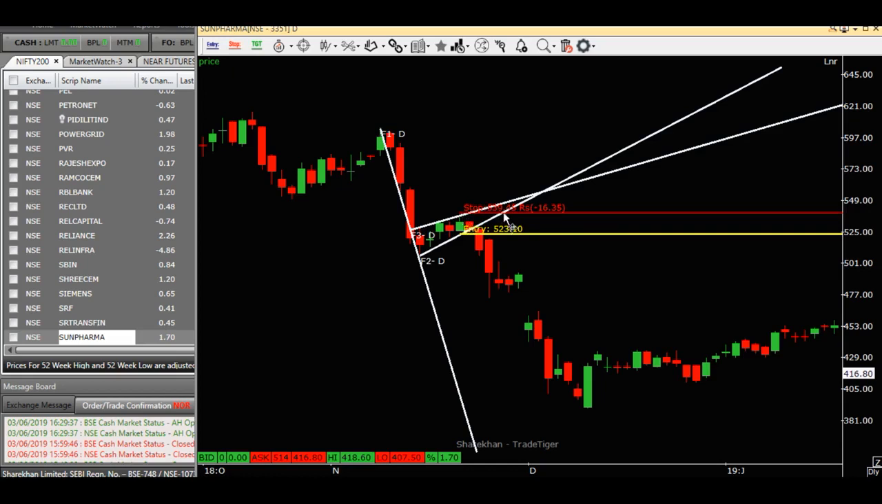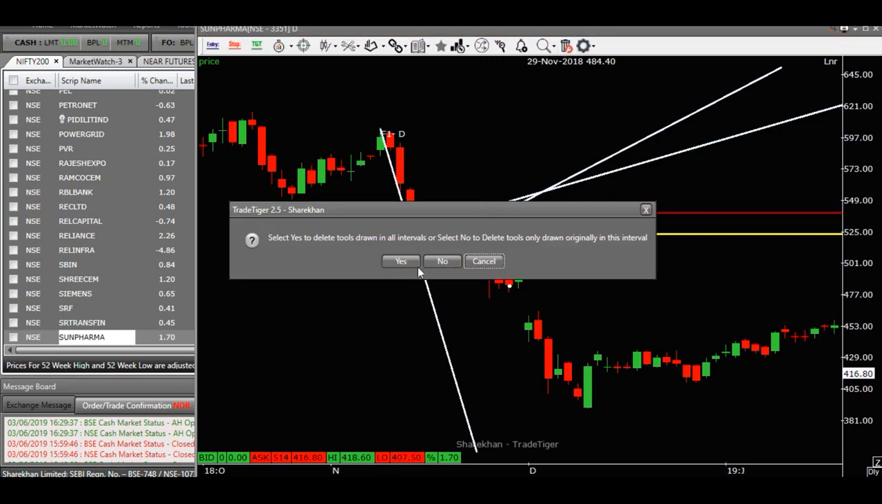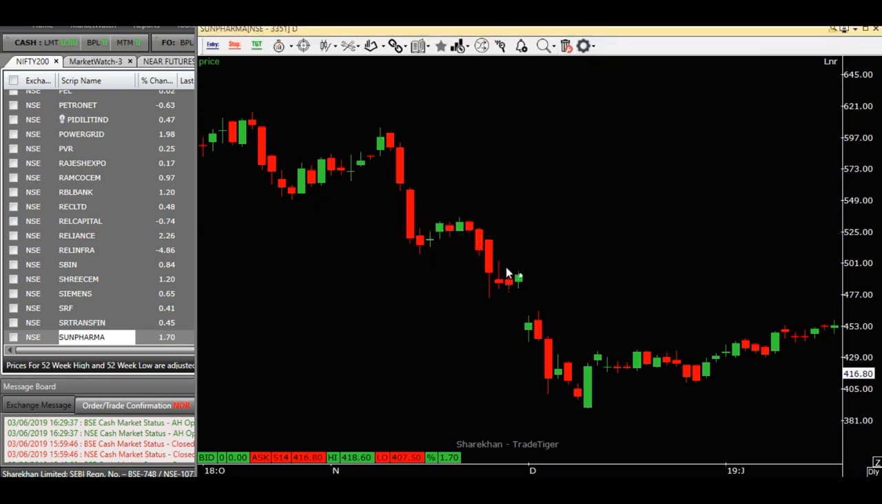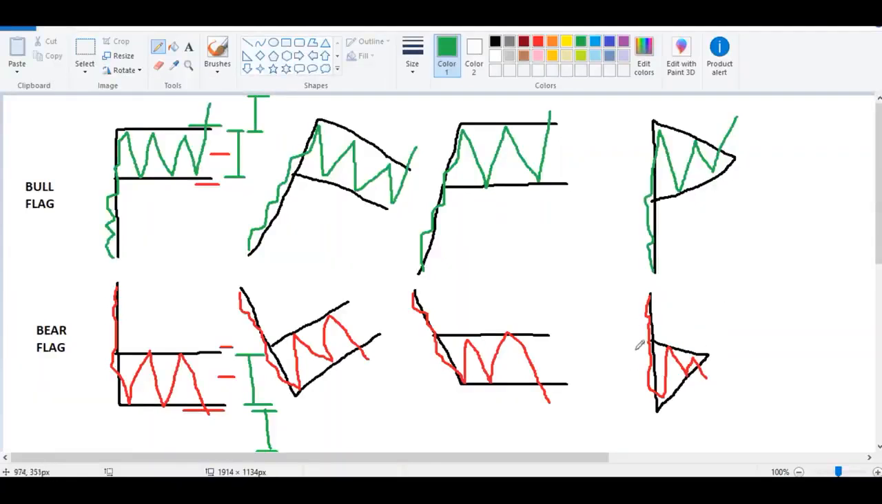So the stop loss can go right here on the opposite end, and for targets, you can either keep the low of the pole, or as I said, you can calculate that distance and add it to the entry. This can also be considered a flag. This would be that triangle-looking flag as we drew here.